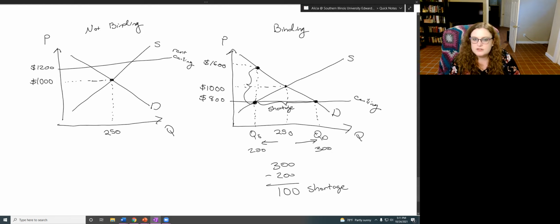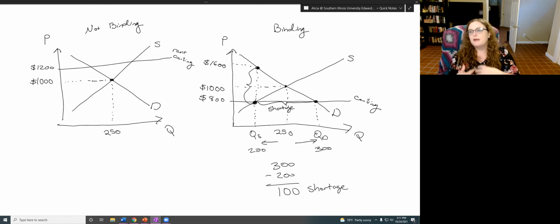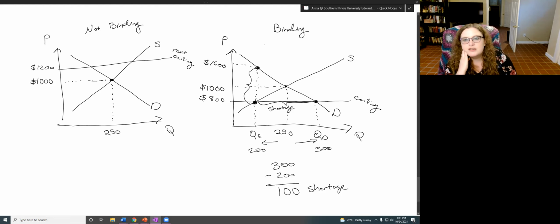When you have a shortage of apartments, then the people who could afford $1,600 apartments and value it at $1,600 might be willing to participate in black markets or an illicit means. So these are things that we have to think about when we're talking about rent ceilings. Is it a binding rent ceiling? Is the price going to be lower than what the equilibrium price is, and then we might see shortages or the rise of black markets?